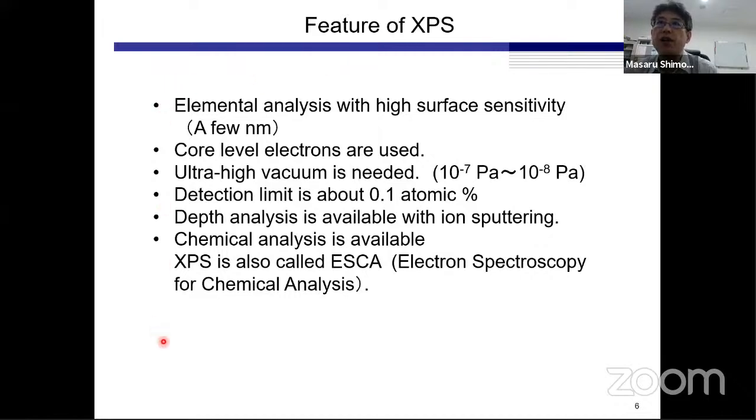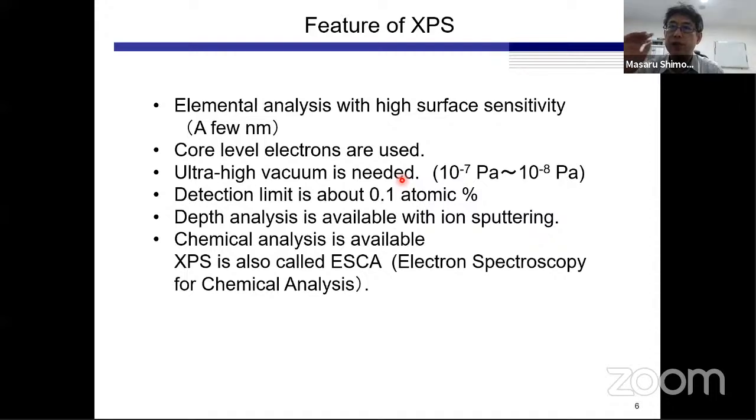So this is a list of features of XPS. XPS is elemental analysis, as I told you, with a very high surface sensitivity. It's a few nanometer sensitivity. And it uses the core level electrons. And ultra high vacuum is needed. This is because of the detection method. We use an electron energy analyzer. And for the purpose of using the electron energy analyzer, ultra high vacuum is needed.